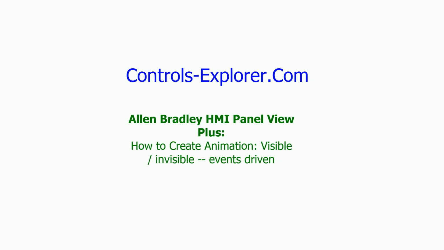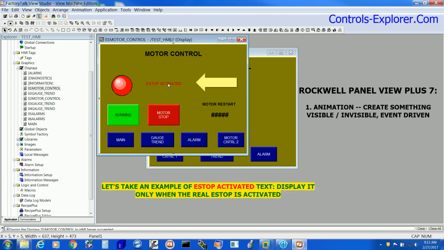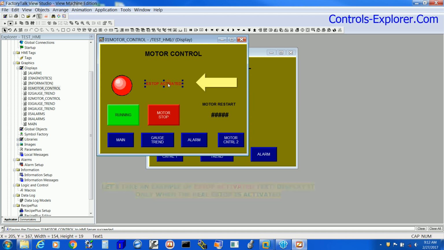So, how to make it visible in an event-driven way? Let's launch the project. What we have is an Allen Bradley HMI, PanelView Plus, FactoryTalk View Studio. Here we would like to make eStop activated animated.